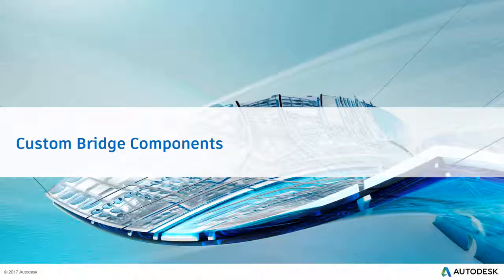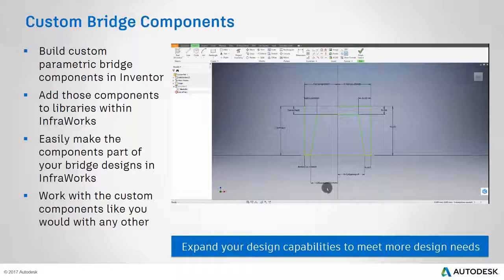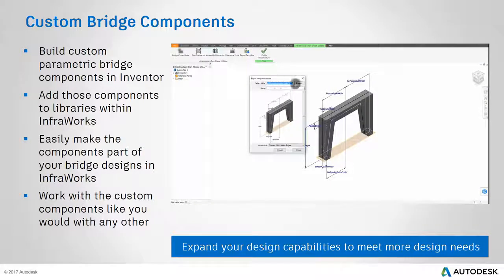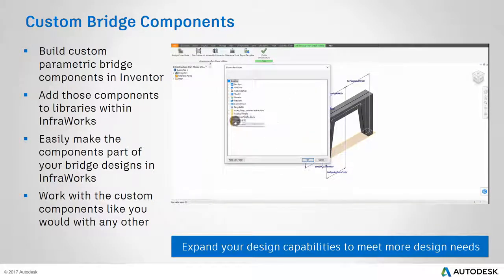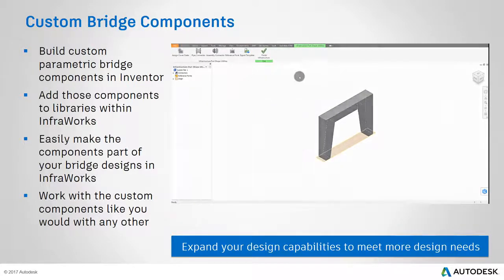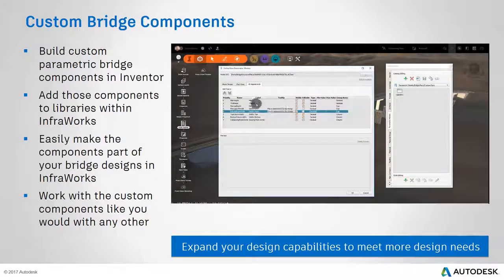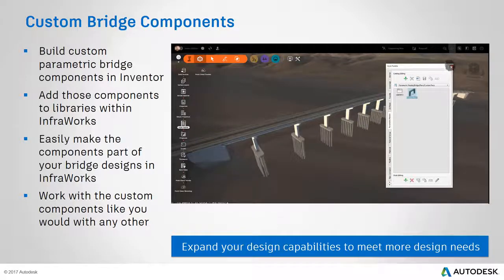Now let's see how InfraWorks lets you create and manage your own custom bridge components. With InfraWorks, you can now create custom parametric bridge components in Inventor and use those components as part of the bridge design in your InfraWorks model. Using tools that you're already familiar with, you can add and configure those custom parametric parts to libraries in your InfraWorks model.